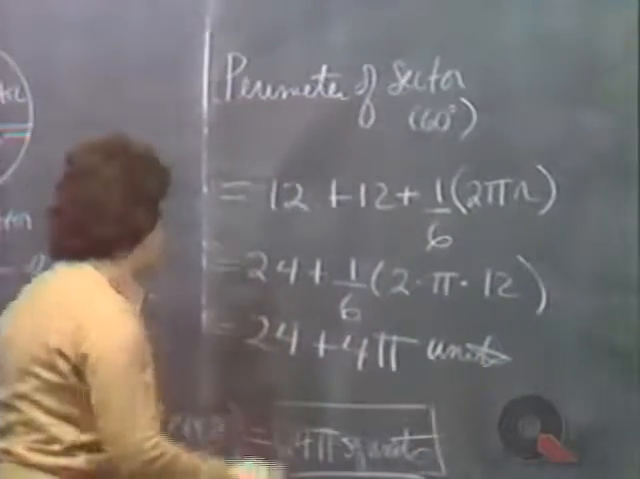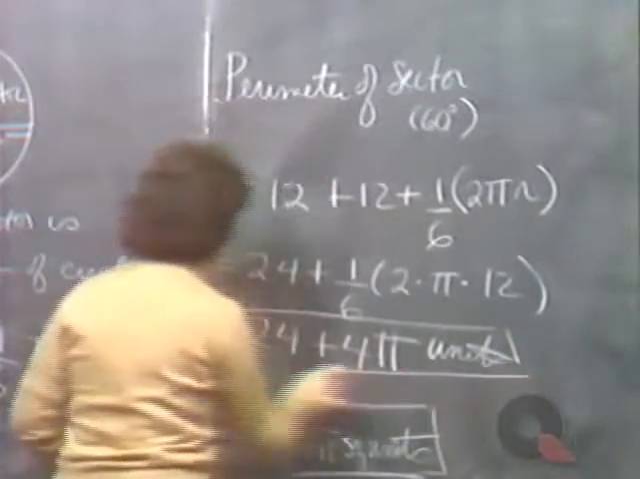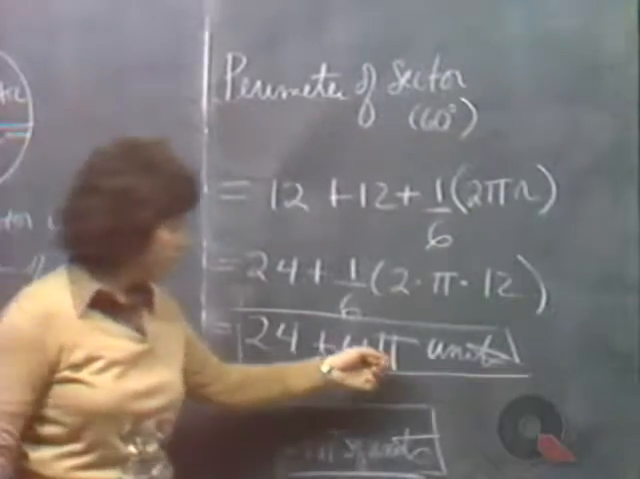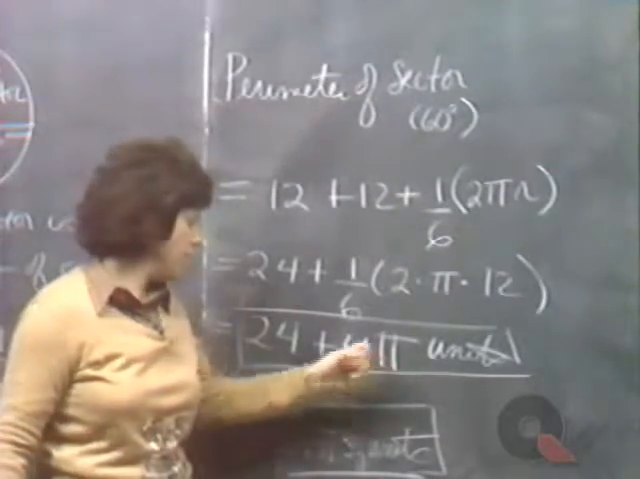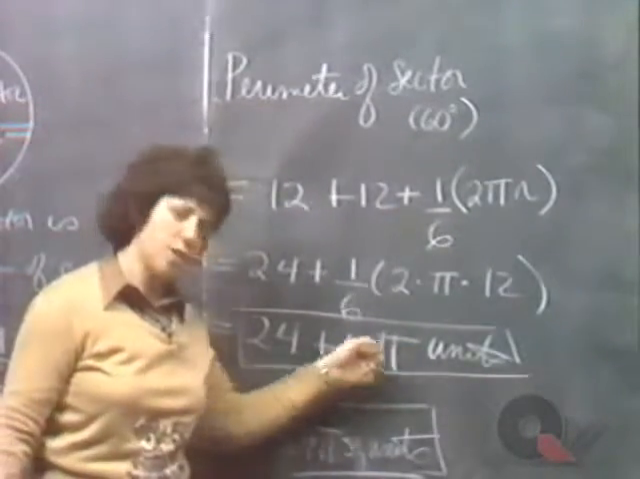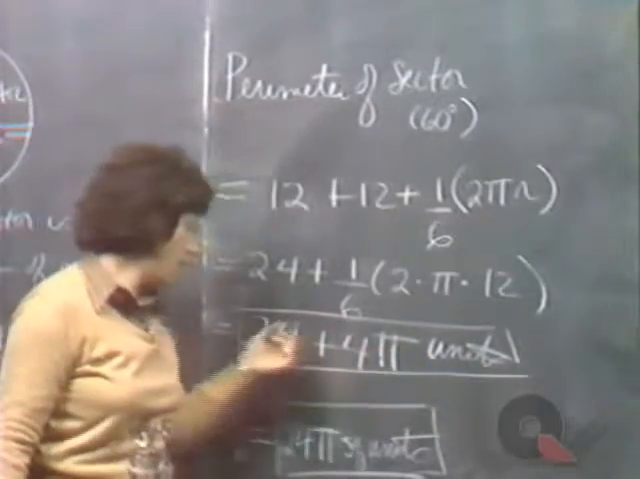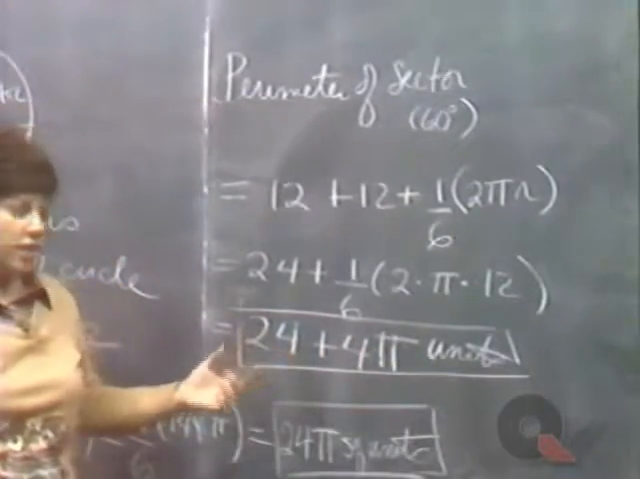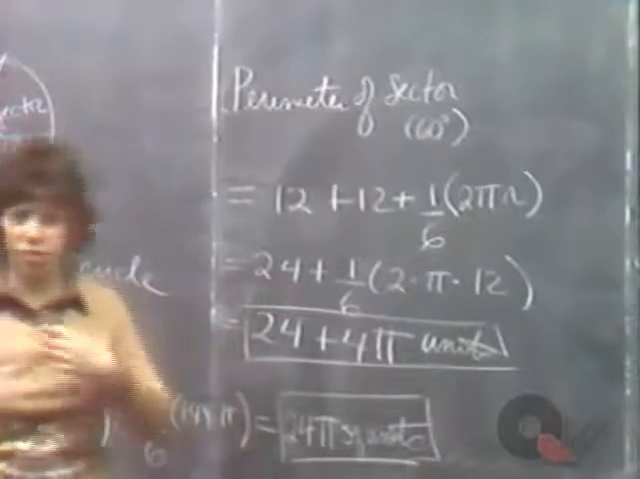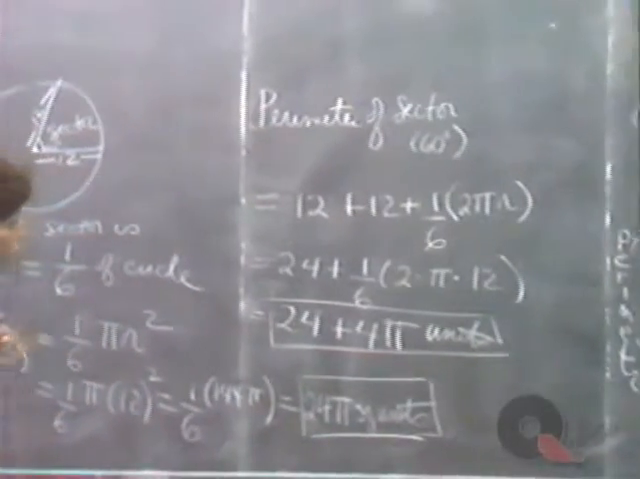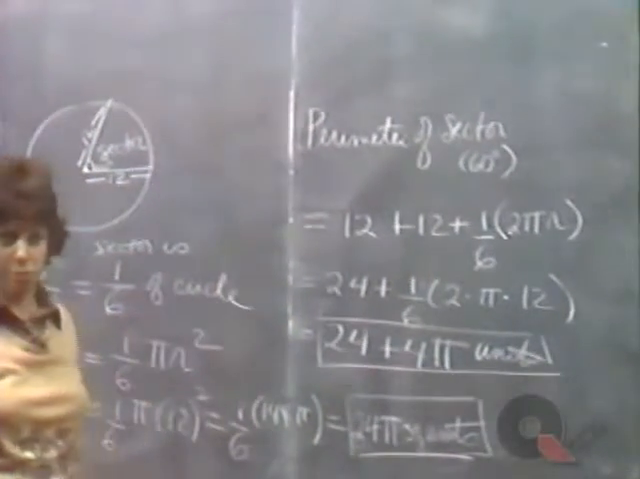And once again, this is a specific number. If pi is a little over 3, this is a little over 12. 4 times a little over 3 is a little over 12. The whole answer is a little over 36. A little over 36 units. And the pi is just a convenient number to use, but it's a specific number of units here.